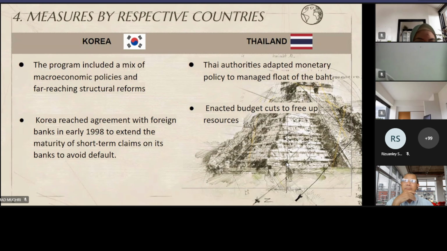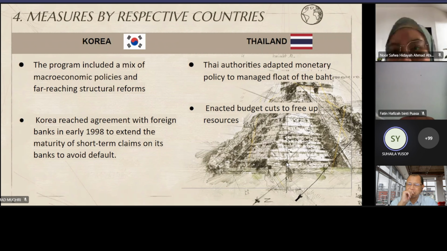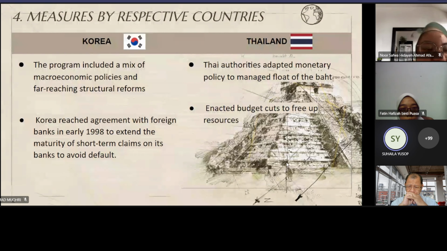So here I will highlight my main points of the measures taken by each respective country. The details about the measures will be explained by the next presenter. Okay, first, Korea. The objectives of Korea's crisis resolution strategy were first to restore and stabilize financial markets, and second, to lay down the foundation for the resumption of sustained recovery in the real economy. So the program includes a mix of macroeconomic policies and far-reaching structural reform.